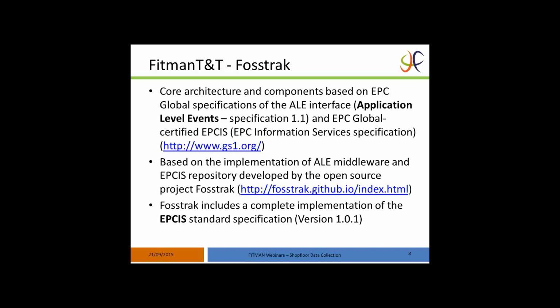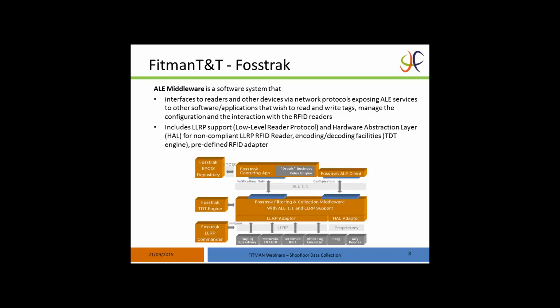Then the second module that Fosstrak comprises is the filtering and collection middleware, with ALE. This module, the Fosstrak ALE middleware, allows us to filter and collect data from RFID readers. Then we have support for the low-level reader protocol, LRP. This helps us to configure and manage LRP-compliant RFID readers. And finally, we have several client applications. This is more or less the structure of the ALE middleware.